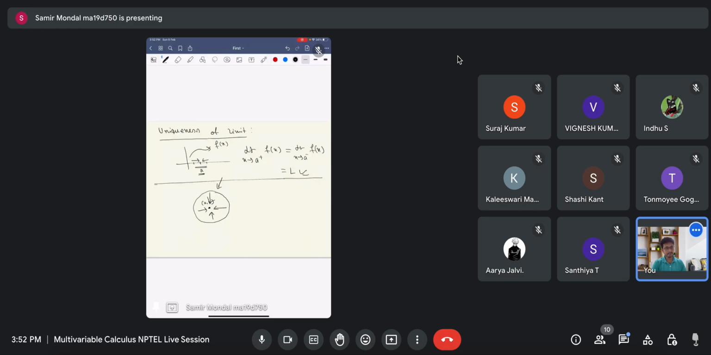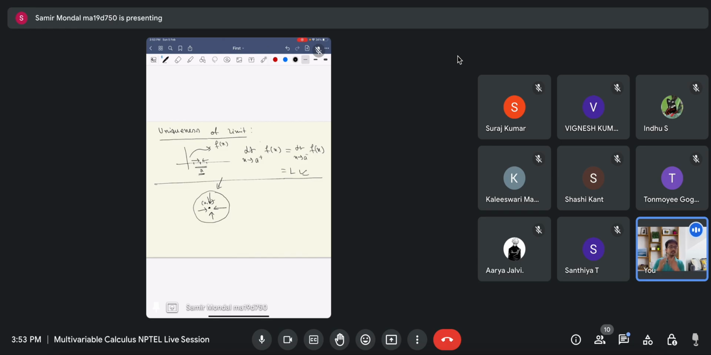Please tell me. For a one variable function, when we are approaching from the right side to A, that limit may or may not exist. When we are coming from the left side, it may or may not exist. If both exist and both are equal, then the limit of the function exists and is equal to that limit. The converse is also true. If the limit of a one variable function exists at a point A, then both the right limit and the left limit exist and both are equal to the limit of the function.